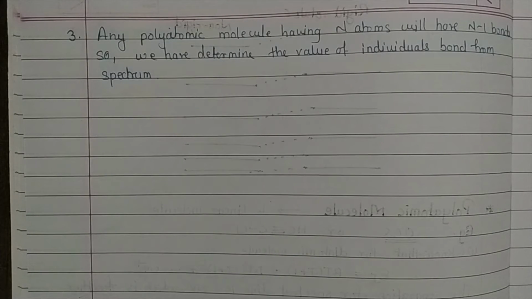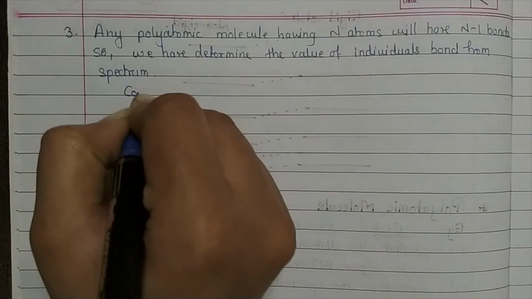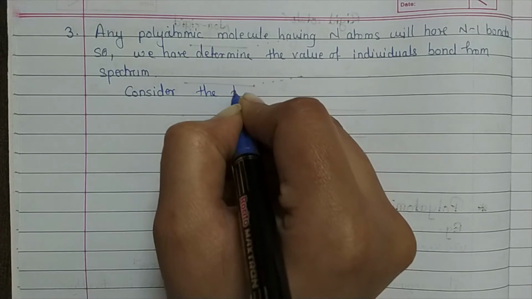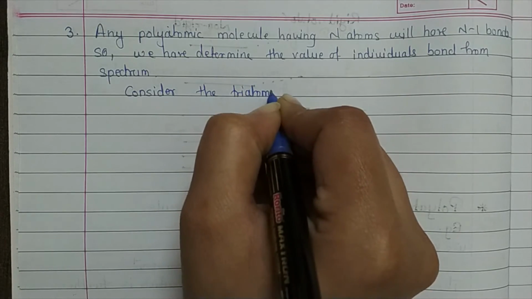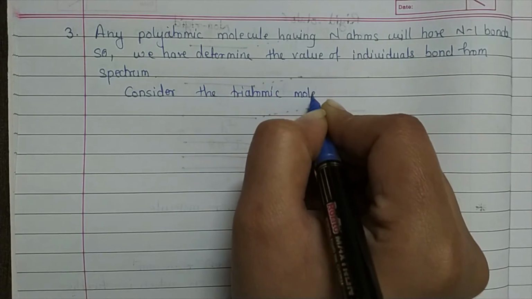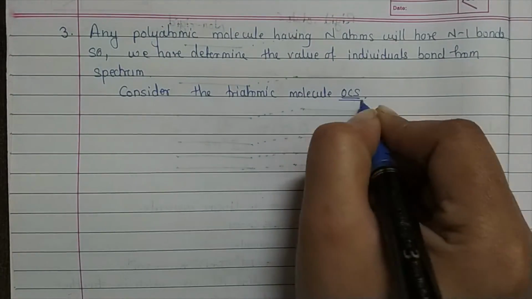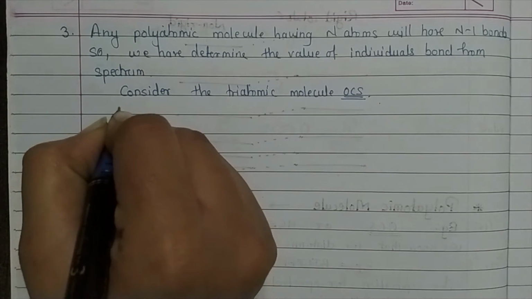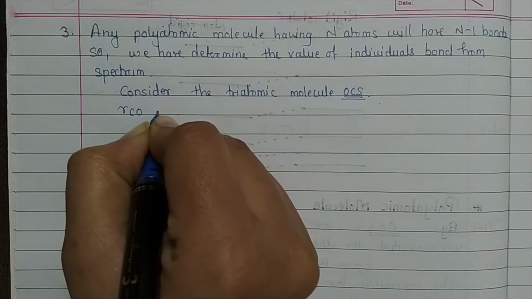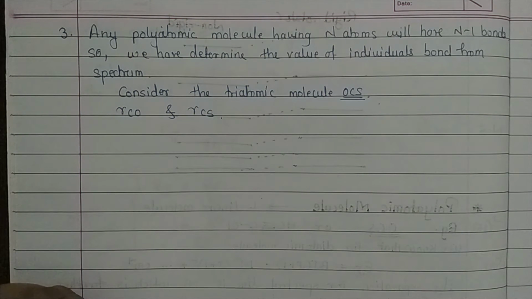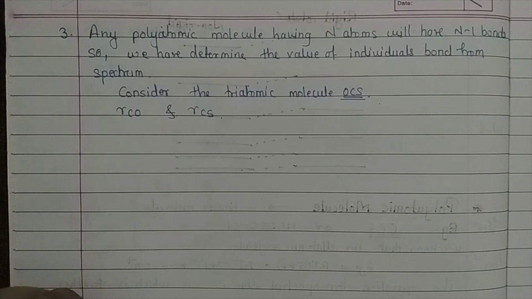Is it okay? So consider the triatomic molecule OCS. In this there are two internuclear distances, that is RCO and RCS. Is it okay? There is only one moment of inertia for the end over end rotation.